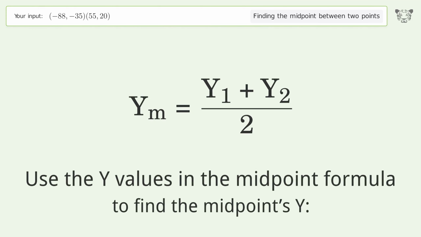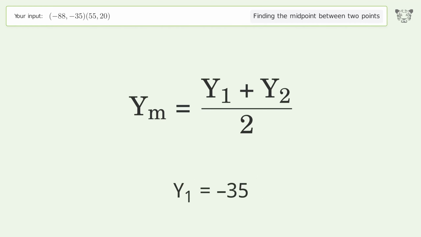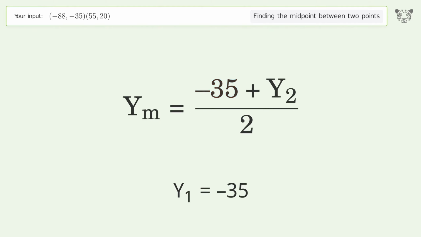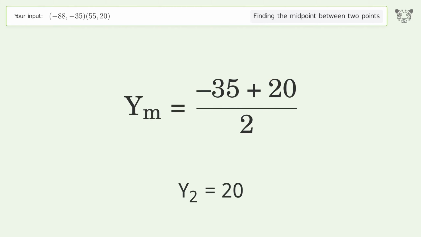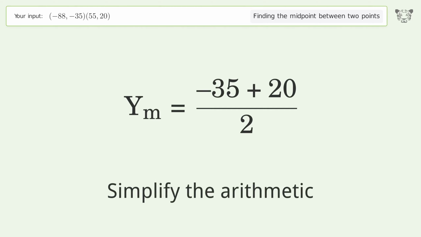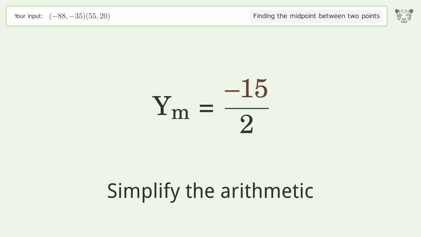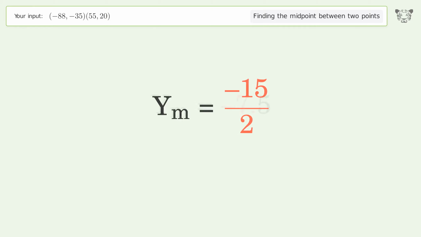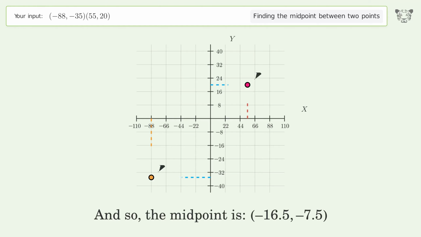Use the y values in the midpoint formula to find the midpoint's y. y1 equals negative 35. y2 equals 20. Simplify the arithmetic. And so, the midpoint is negative 16.5, negative 7.5.